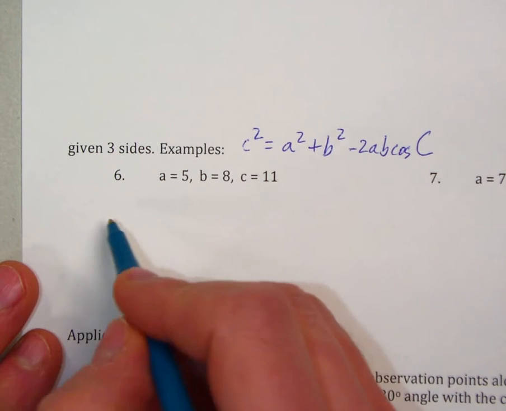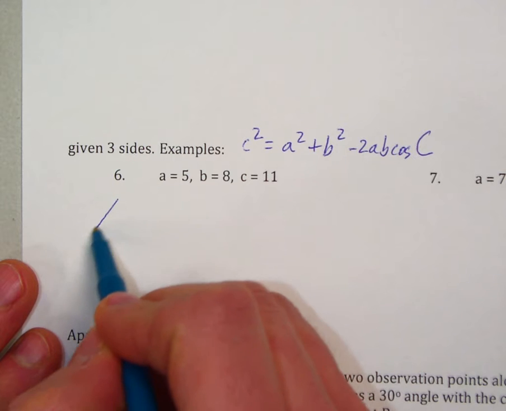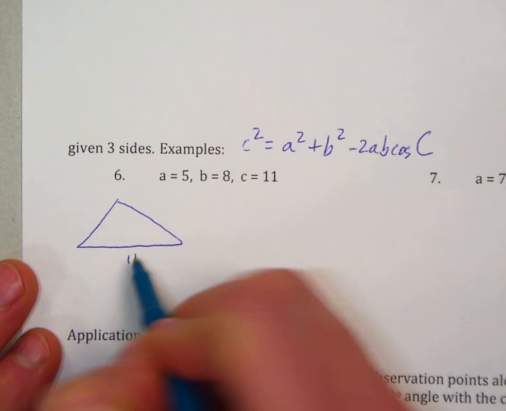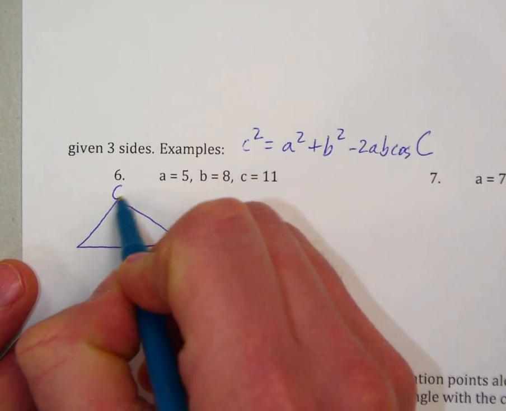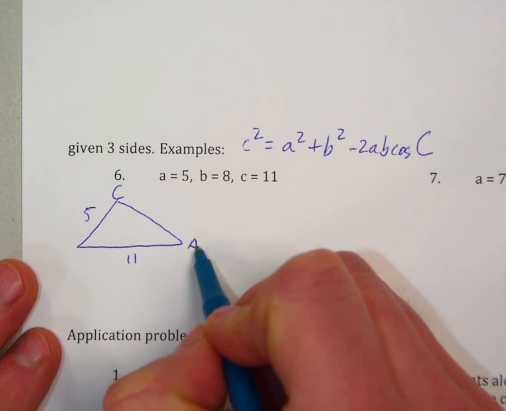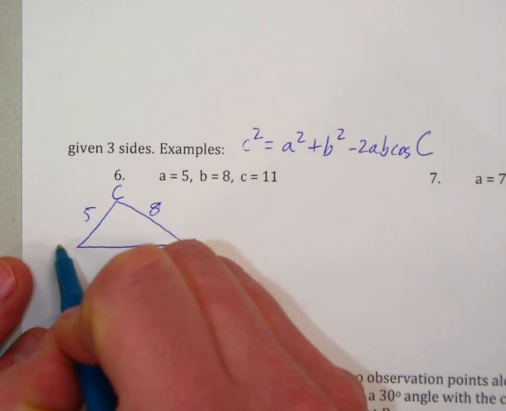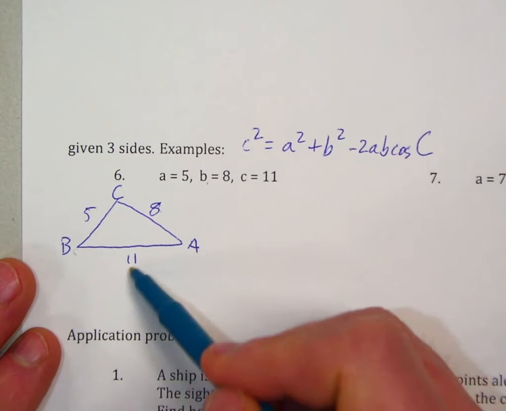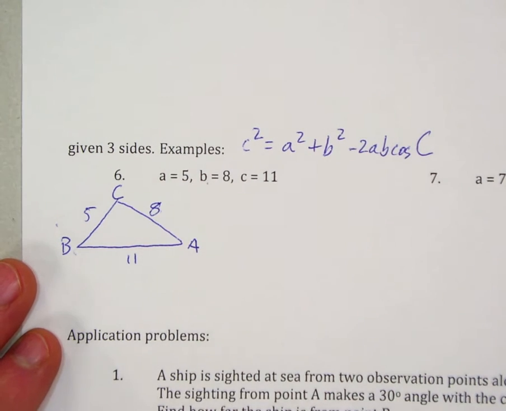I'm going to draw a triangle. It's probably not going to be accurate, but like that. We'll call this 11 because it's the longest, so this would be angle C. This looks like the shortest. We'll call this 5, which is angle A, and then this would be 8, so angle B, like that. Lowercase b goes across like that, lowercase c goes across, and so on and so forth.